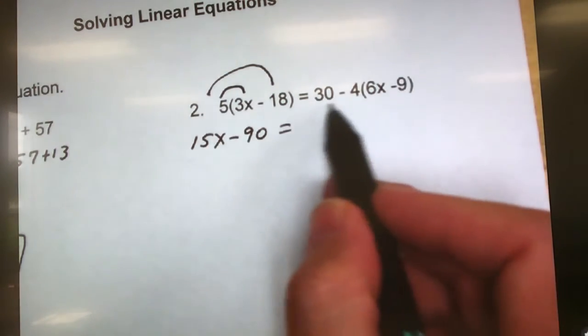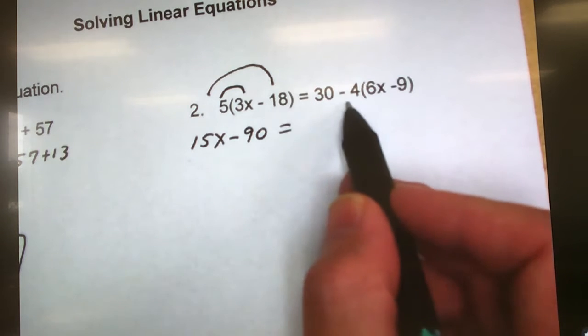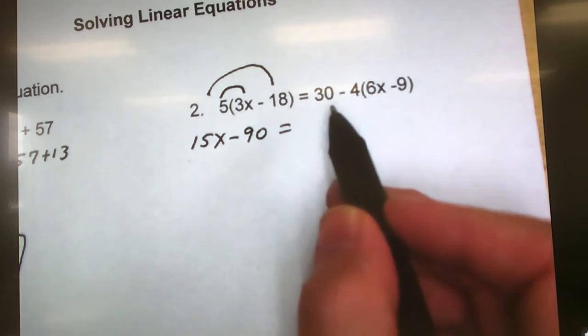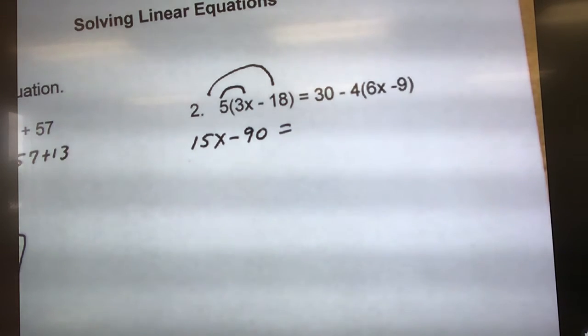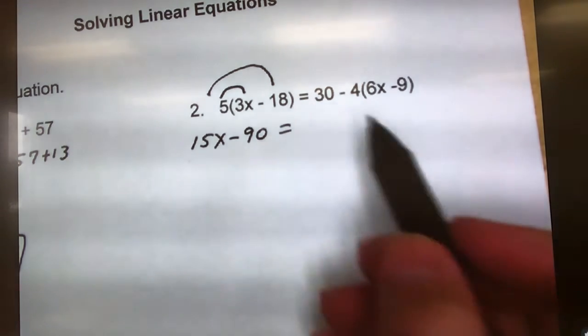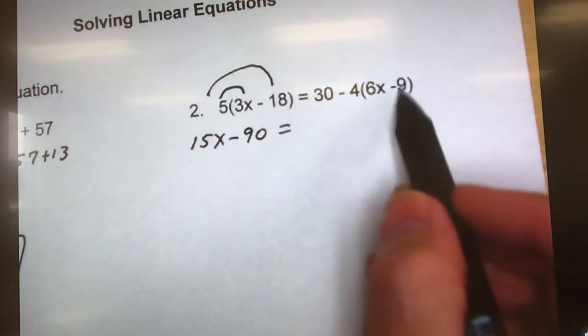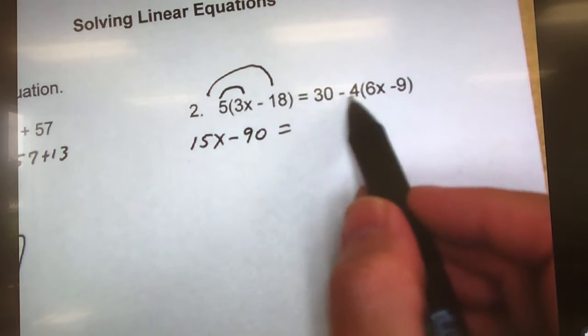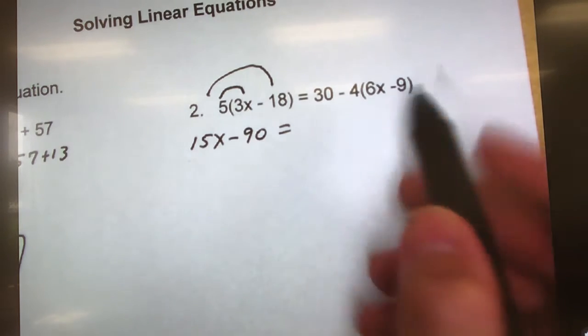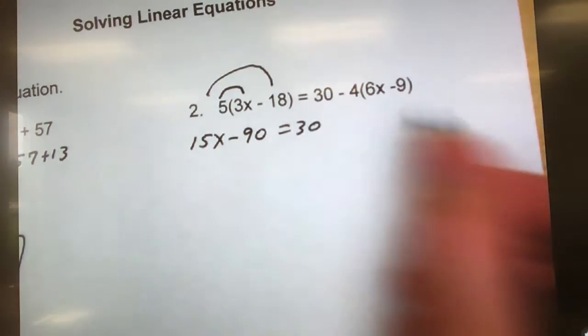Now, one of the things we don't want to do is 30 minus 4, because that's not following PEMDAS: parentheses, exponents, multiplication, division, then addition, subtraction. So that's our last step. I look in here and there's nothing for me to do in parentheses, but there is multiplication because I've got a negative 4, or a minus 4, touching parentheses. So I'm going to go ahead and just write the 30 down.